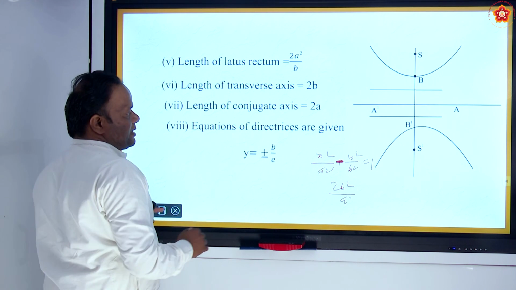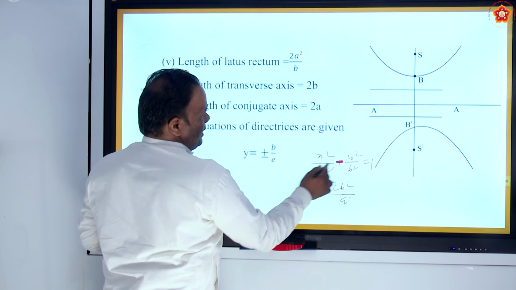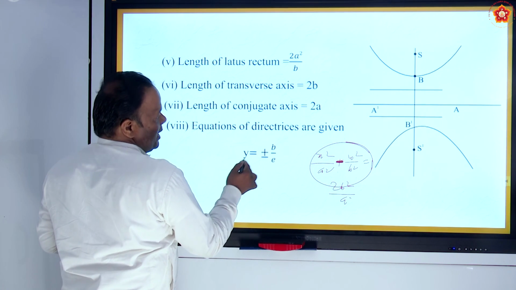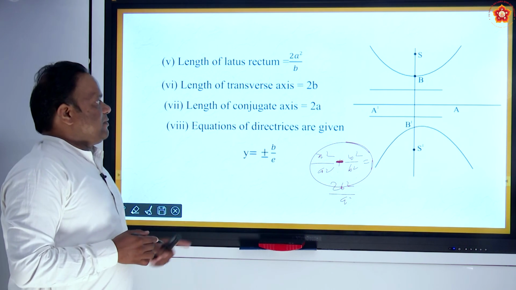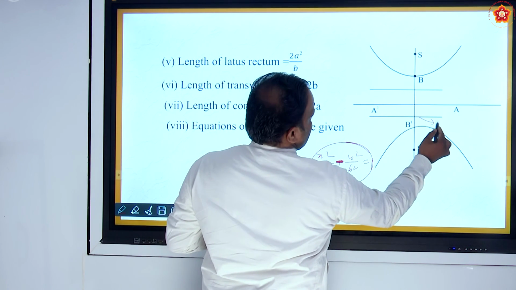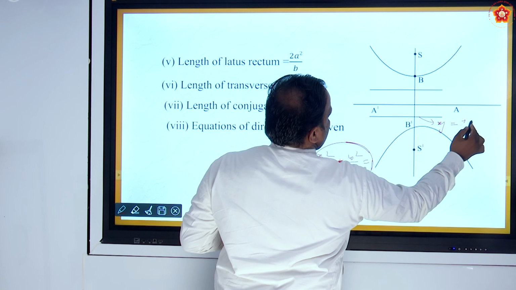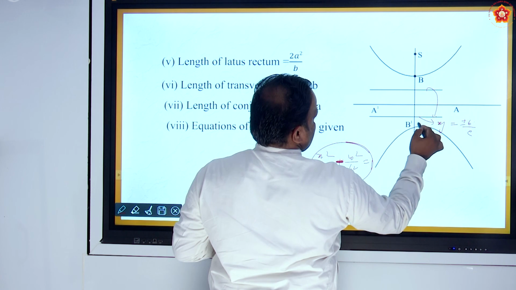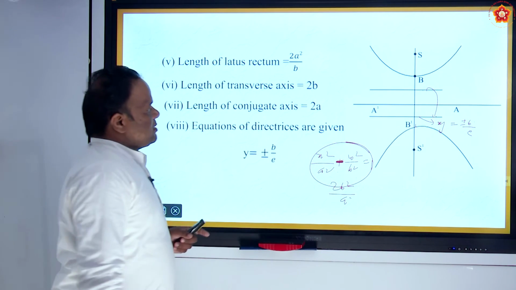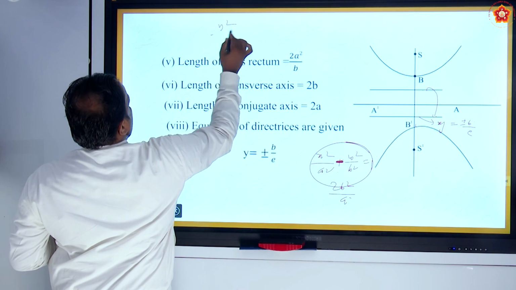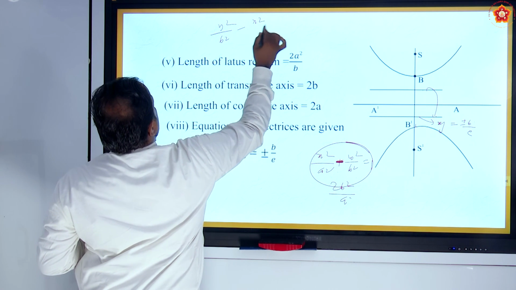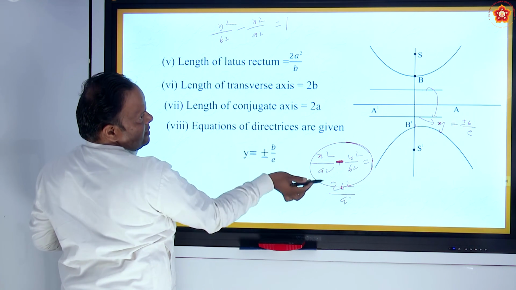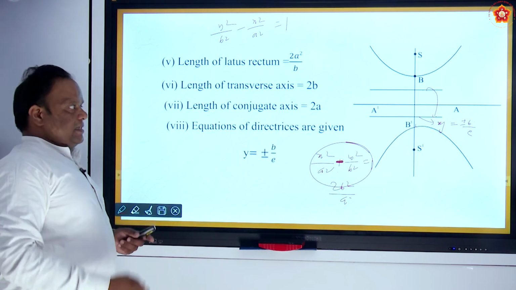Equation of directrix is given by y equal to plus or minus b by e. In the previous equation, x equal to plus or minus a by e; here y equal to plus or minus b by e. This is the equation of directrix, y equal to plus or minus b by e, one negative and one positive. Okay, these are the results of the hyperbola y square by b square minus x square by a square equal to 1. Both are different, just interchanging x and y, a and b, we get all the results.